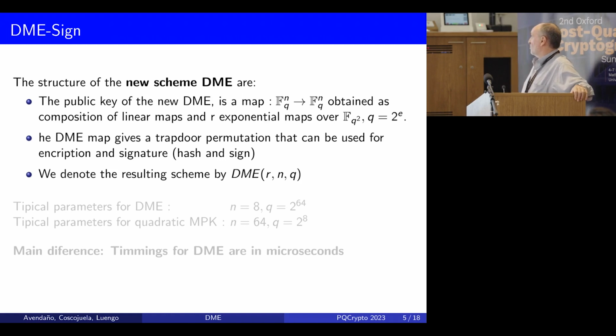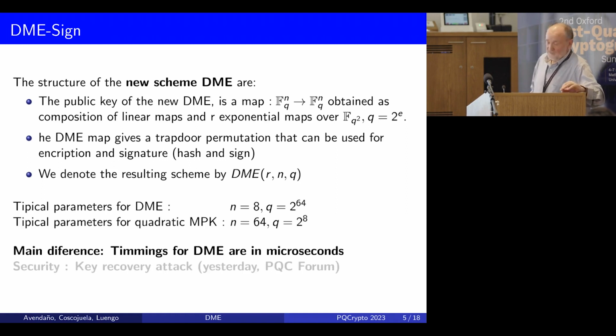Okay? With this setting, the DME in principle gives a trapdoor permutation. So in principle it can be used for encryption and signature, let's say an RSA type signature. We call the resulting scheme by the parameters R, N, and Q. So R is the number of rounds or exponentials, N is the number of variables, and Q is the size of the field, which is a power of 2.